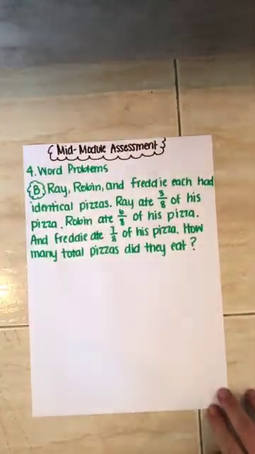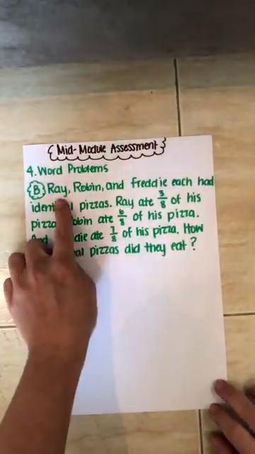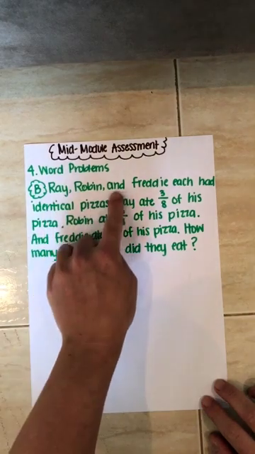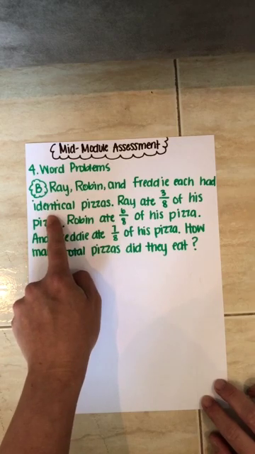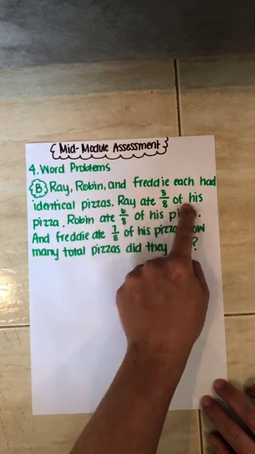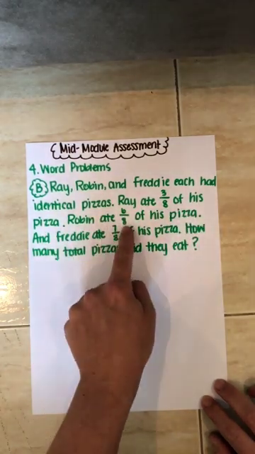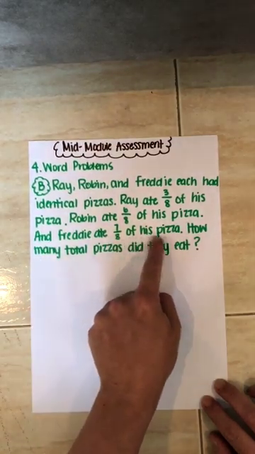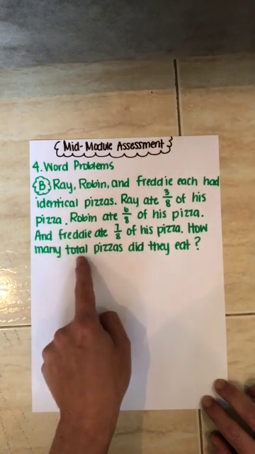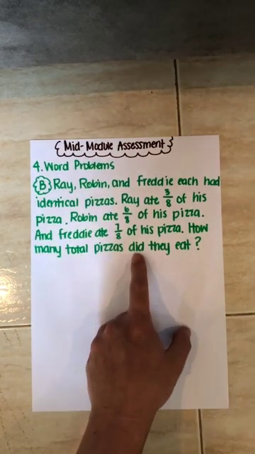All right, last one, B. Let's read it together. Ray, Robin, and Freddie each had identical pizzas. Identical means the same. Ray ate 3/8 of his pizza. Robin ate 6/8 of his pizza. And Freddie ate 7/8 of his pizza. How many total pieces did they eat?